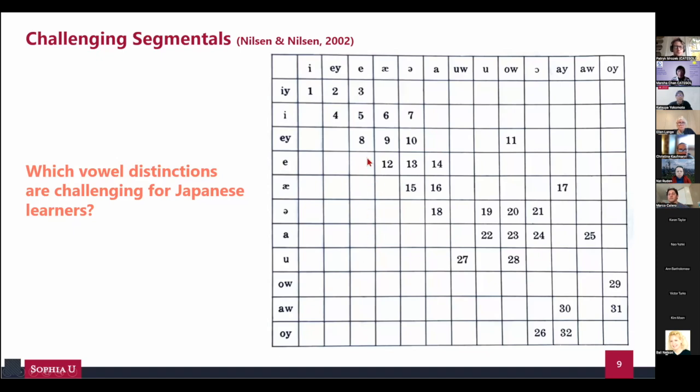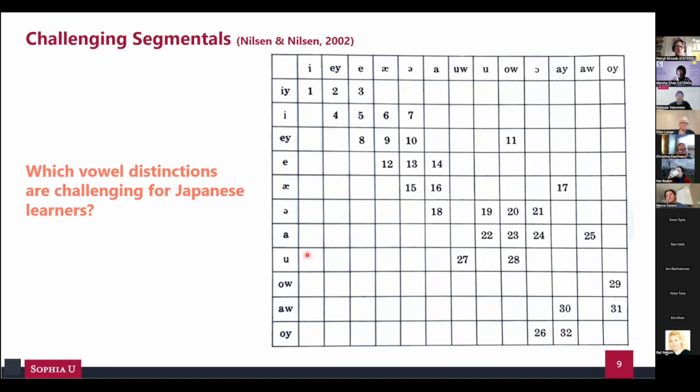It lists all the pronunciation contrasts and vowel contrasts here. So for example, if you look at number one here, it's the contrast between beat, e as in beat, and bit, e as in bit. So number one is a contrast. So you can see a list of 32 vowel contrasts here.